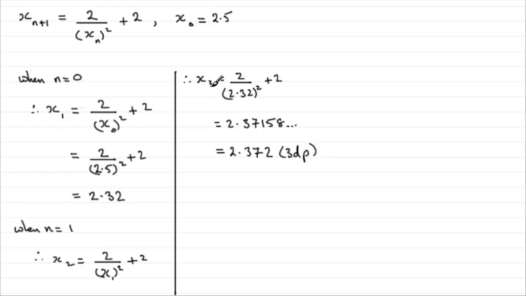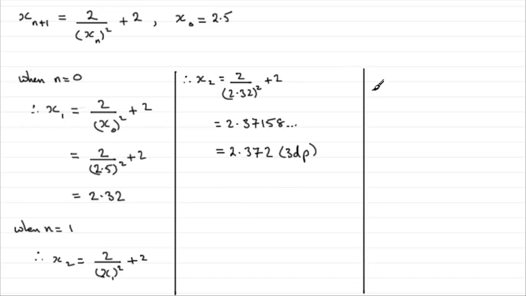Now I could go on and do exactly the same to get x3. I'd just say n equals 2, and I'd have x3 equals 2 over x2 all squared plus 2, and so on, but it's quite long-winded. And I did say that there was a quicker way of doing this, and it's this way.